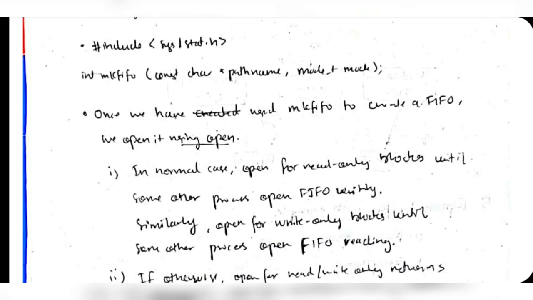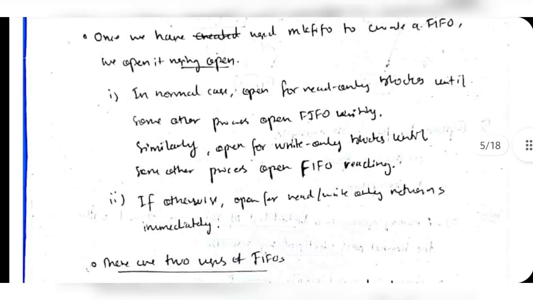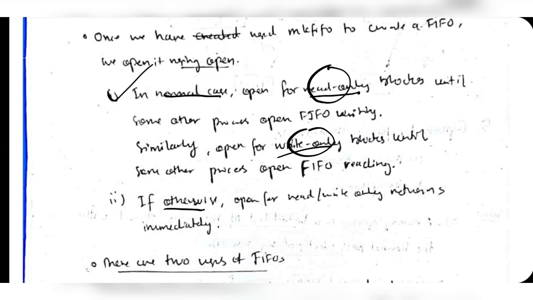Okay, after the making of FIFO, you have to open it using the open function. So while opening, there are two cases, a normal case or an exceptional case. In the normal case, if it is read only, all the other blocks will be blocked. If it is write only, all the other blocks will be blocked. Okay, so that's the main thing, either read only or write only will happen, both can't happen at the same time. That's for the normal case. In the exceptional case, open for read write only. Okay, means both will be possible. That's for emergency purpose.